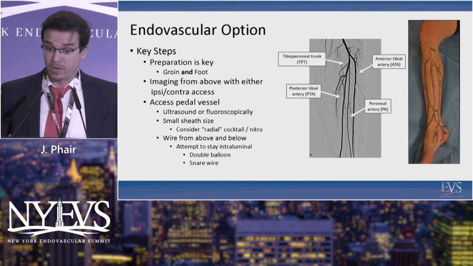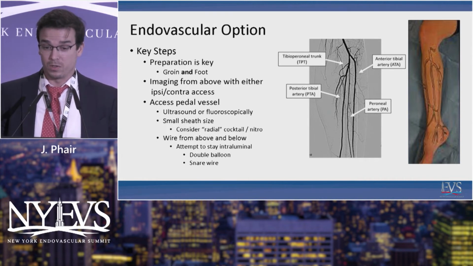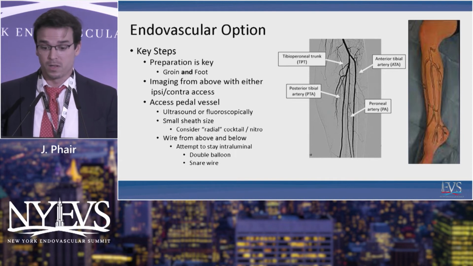In terms of preparation, groin and foot have to be prepped beforehand. It's a pain in the butt when you say, where's the foot? And there's a sock, there's a sheet, whatever over it. I get imaging from above, either ipsilateral and contralateral access. I access with ultrasound or fluoroscopically. And I typically give a radial cocktail solution, which is nitro, heparin, and other variations right into the pedals. This, I think, leads to less spasm in the vessel. And when you take out your sheath, less likely chance that this will thrombose.